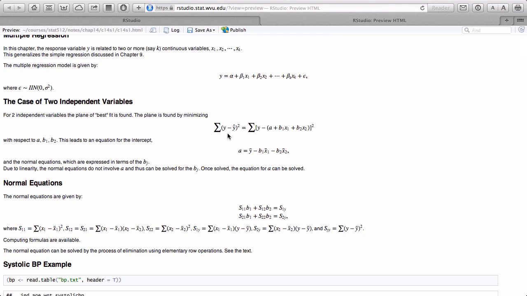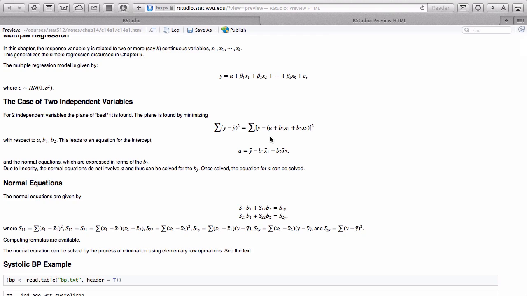If I take a point y and project down to the plane, the projection onto the plane, if I go straight down vertically, is y hat. Now these are really y sub i's minus y hat sub i's. And then we're going to take that difference, which is the distance from the point to the plane vertically, we're going to square them and add them up, and that's the sum of squares of the residual.